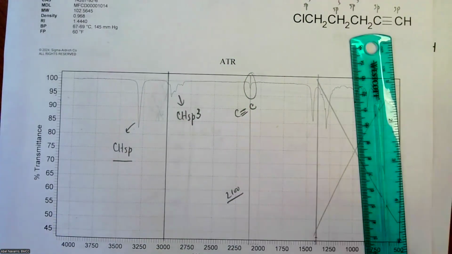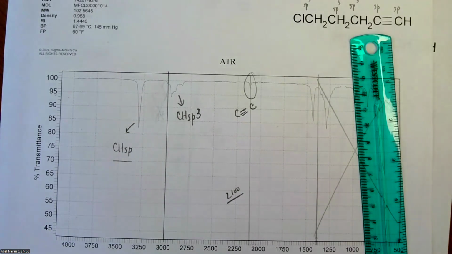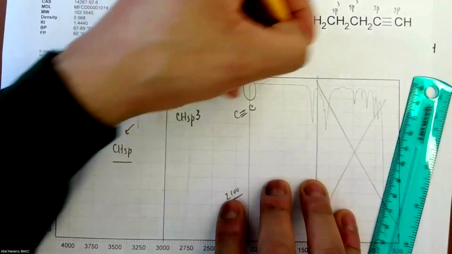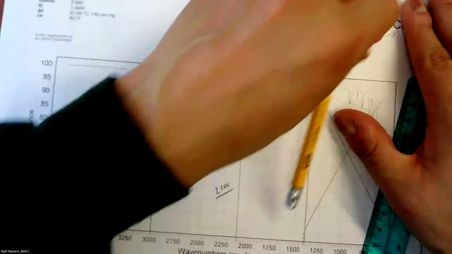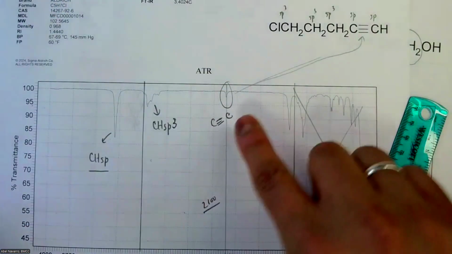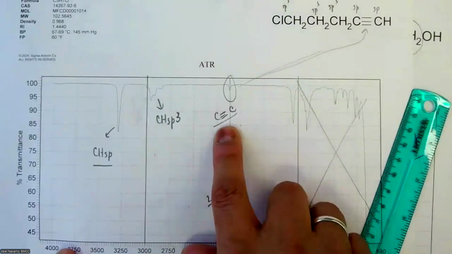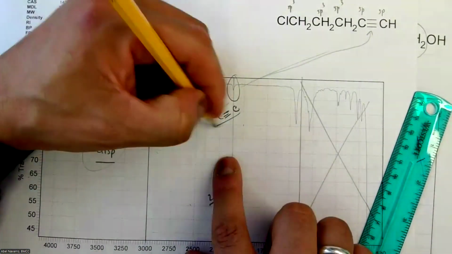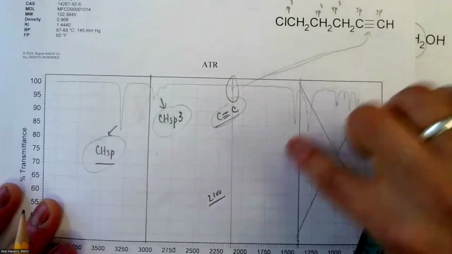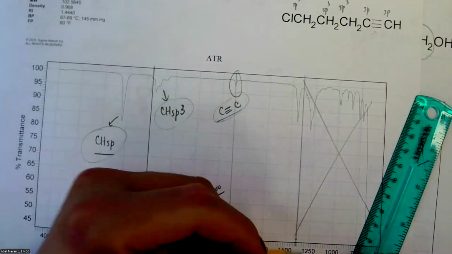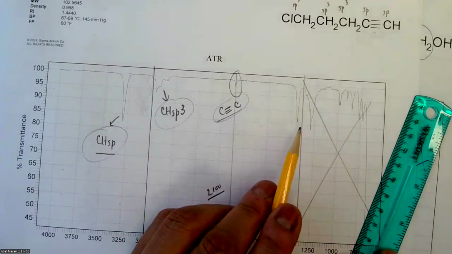Remember to do this peak assignment, please. In the quizzes, don't ask me, professor, what do you mean by peak assignment? This is peak assignment. You don't need to draw an arrow to tell me what it is. Just write what you see in a particular peak: CH sp3, CH sp, C-triple-C. That peak, to be honest, I don't know what that is. It's close to the fingerprint region, so I would even ignore it.